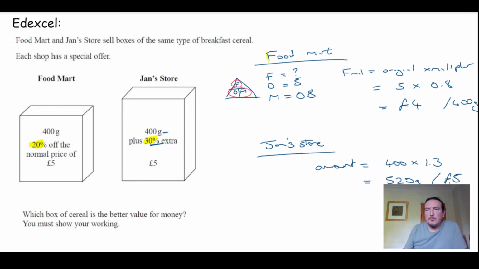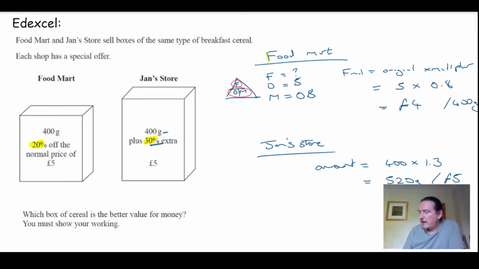This is a foundation question, from a foundation paper. Right, so now we need to work out the same amount of both. I've got 400 grams for one and 520 grams for the other, and I need to know how much 1 gram is worth. That's probably the easiest thing to do there.